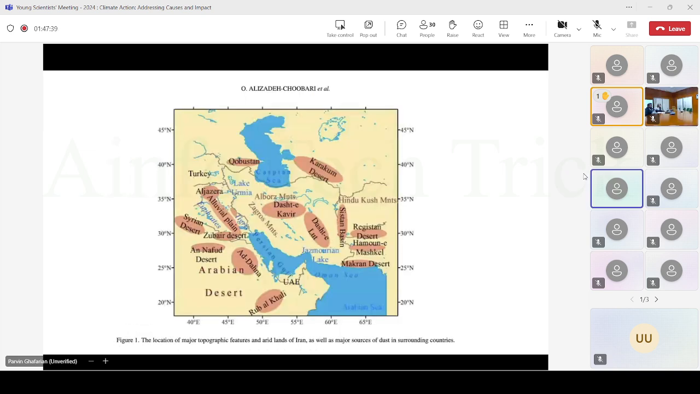Another meteorological phenomenon that has unfortunately increased in frequency and intensity in Iran is dust storms. In this image, you can see the deserts inside and adjacent to Iran. Deserts in Iraq, Syria, and Saudi Arabia cause the most dust storms in western and southwestern Iran.